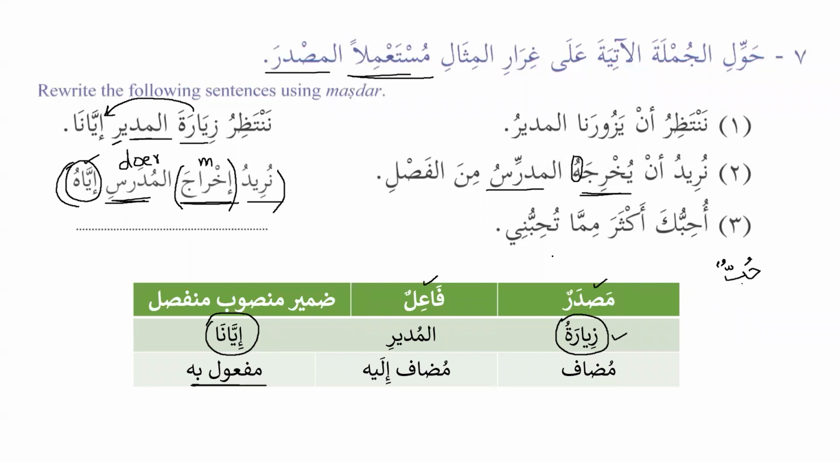Okay, uhibbuka akthara mimma tuhibbuni. I like you more than you like me. You want to say my liking of you. So hubbi iyaka aktharu min hubbika iyaya. Okay, so it's slightly complex. So hubbi iyaka, my liking of you or my love for you, aktharu min hubbika iyaya is more than your liking or your love for me.